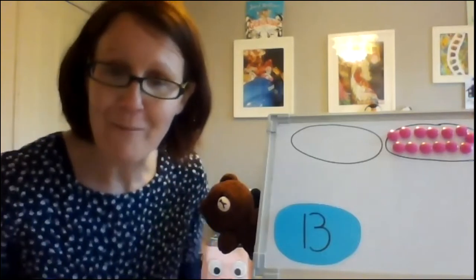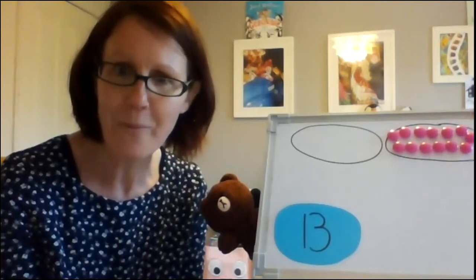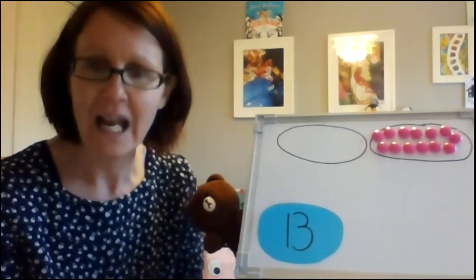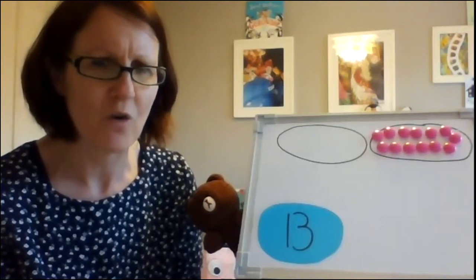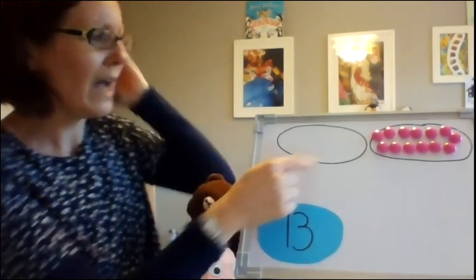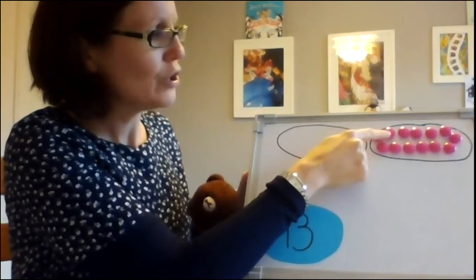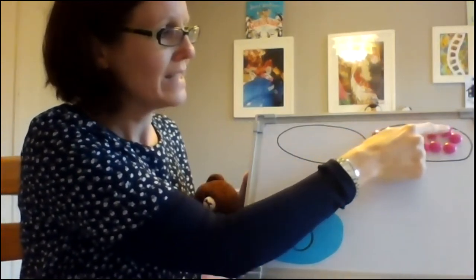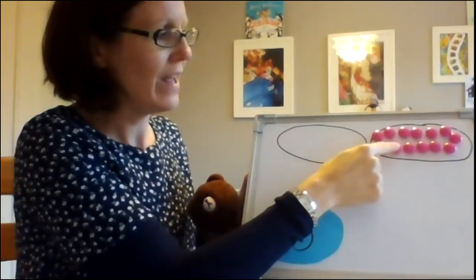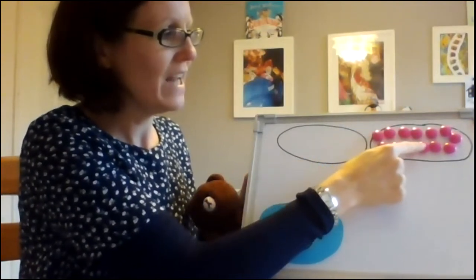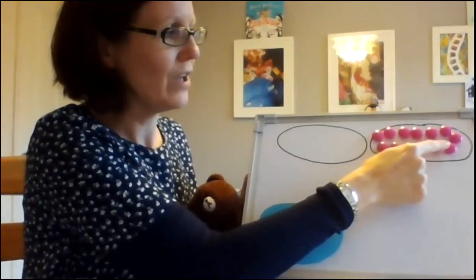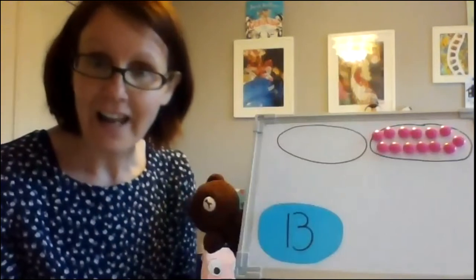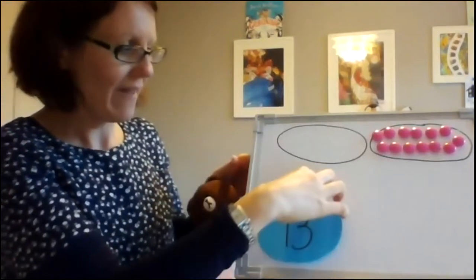Right, welcome back. Have you got 13 objects? Now, I've got 13 objects here, hopefully, but can you help me count them just to make sure I have? So here they are. I have 1, 2, 3, 4, 5, 6, 7, 8, 9, 10, 11, 12, 13. This one on its own. Phew, I have got 13. Okay, and that's our number today.